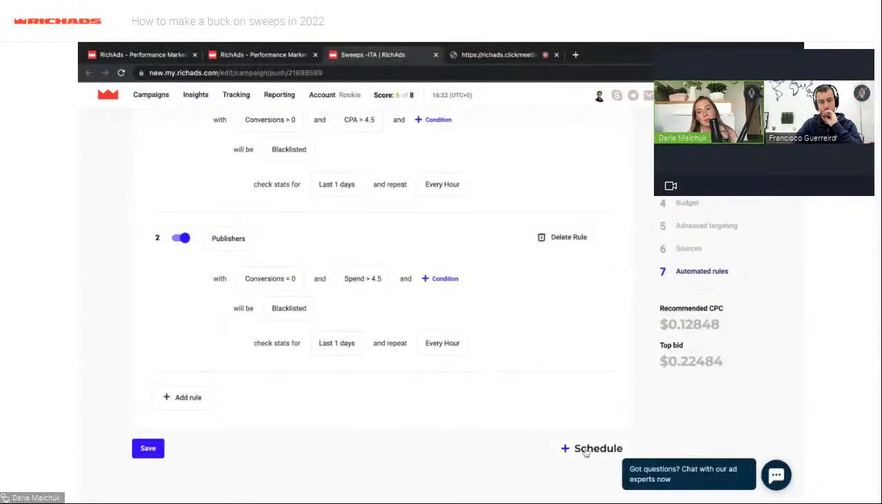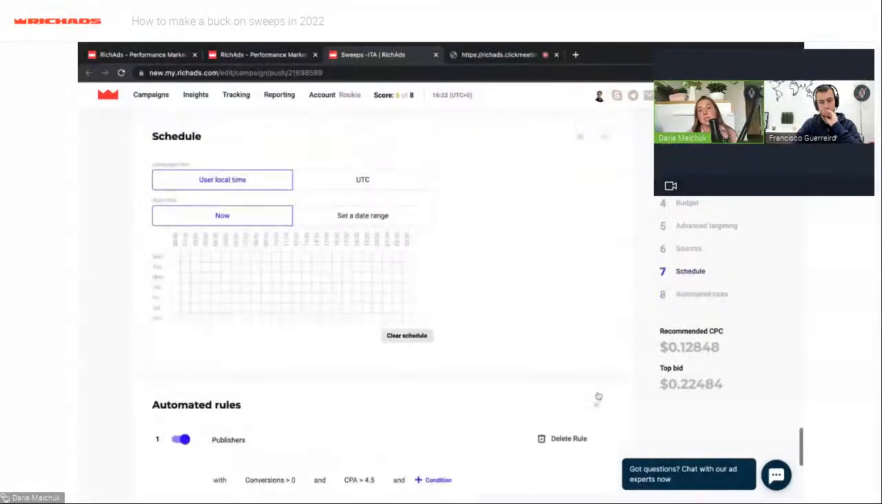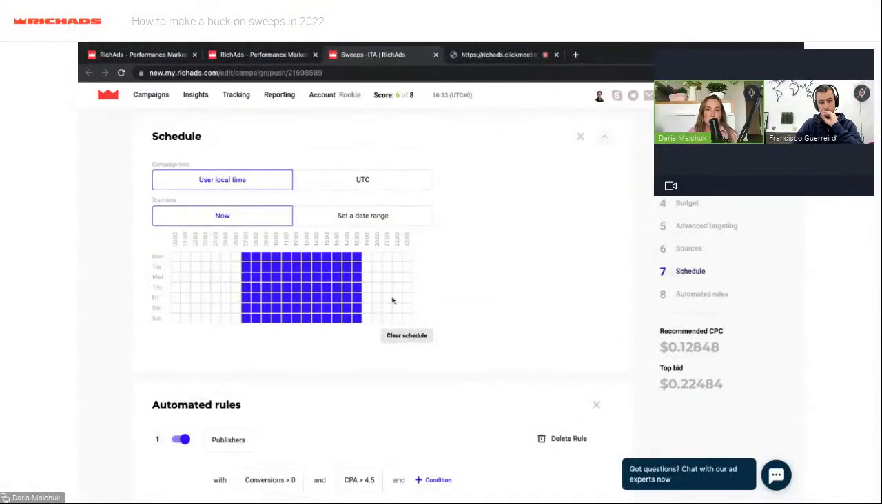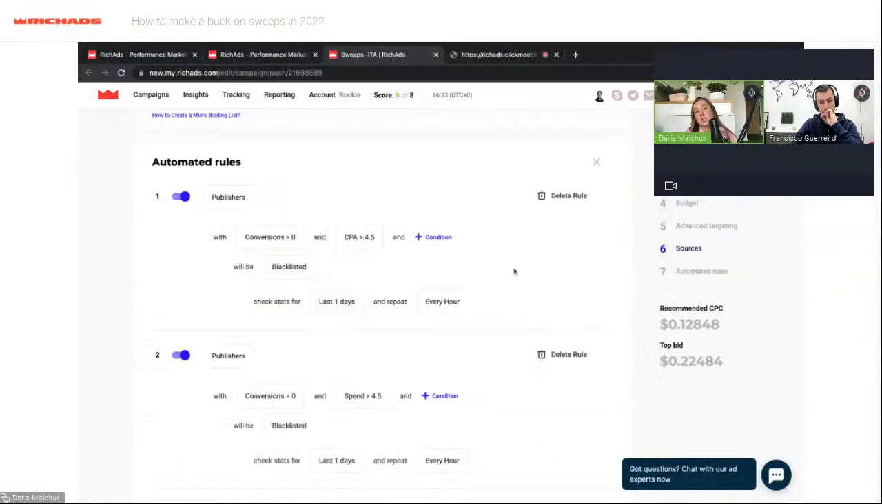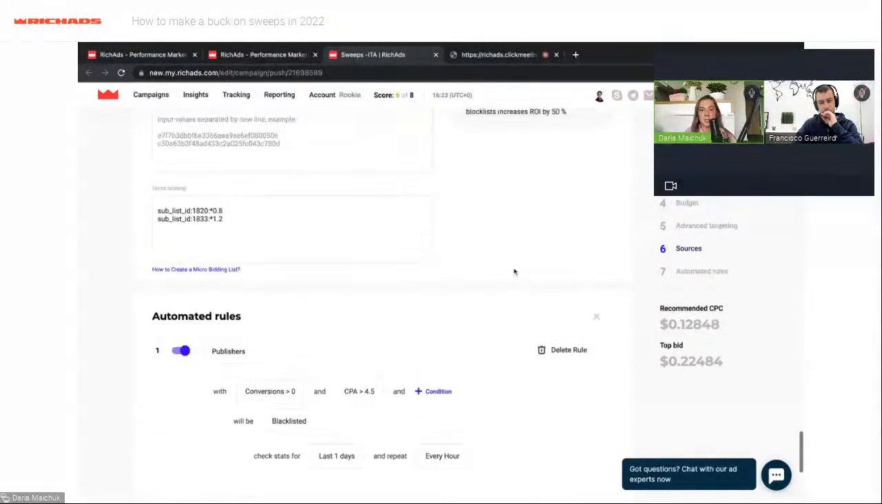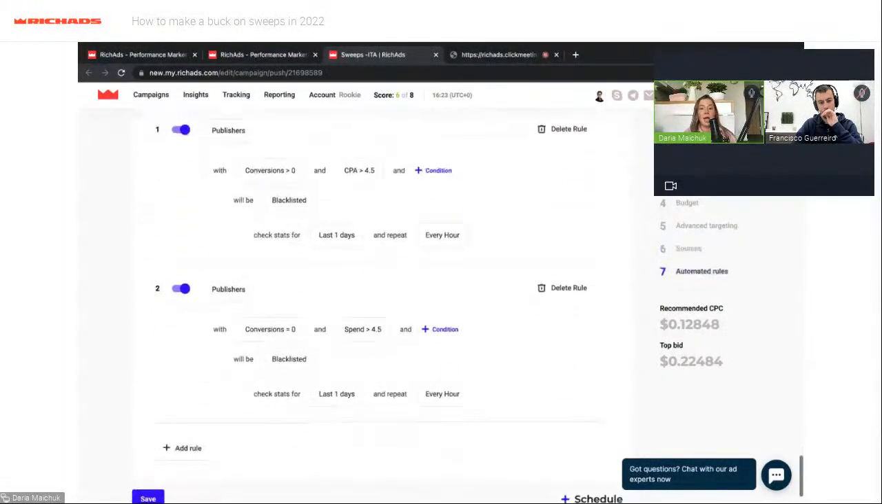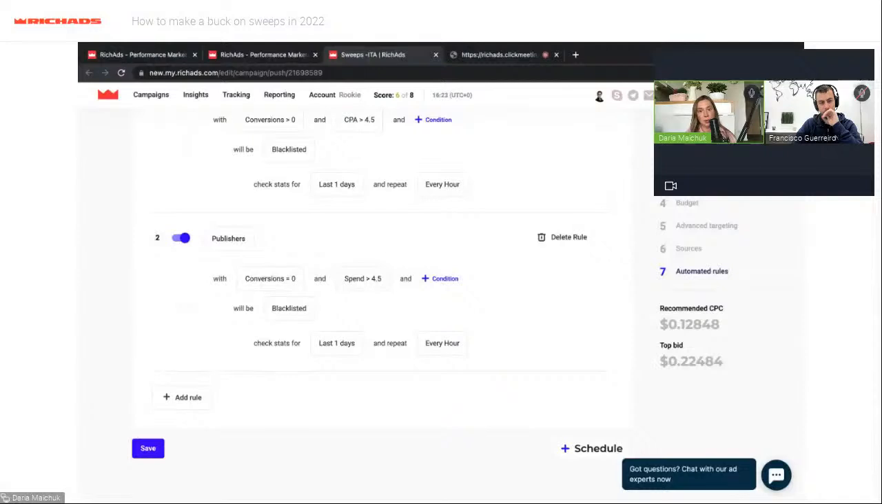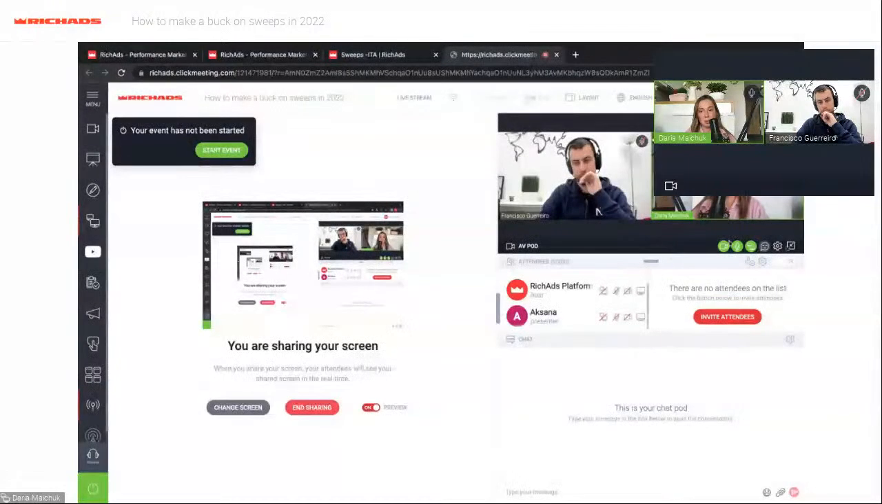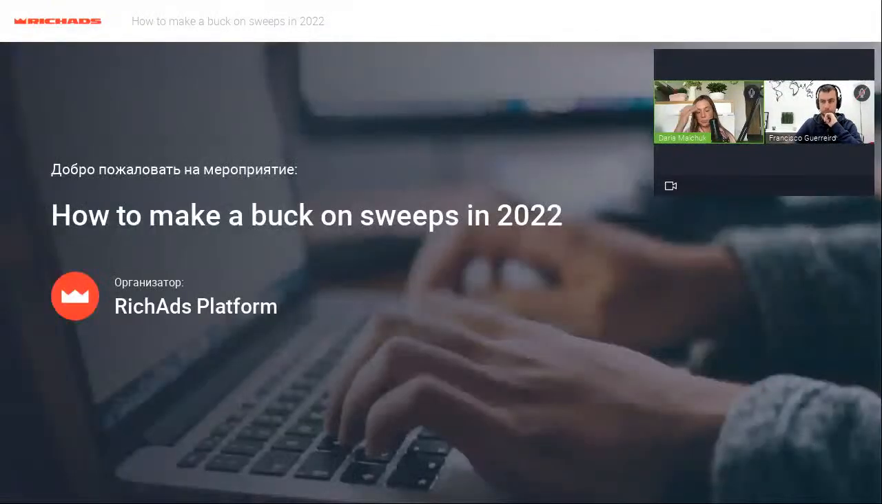And we also have schedule. Some offers need schedule, and you can choose, for example, the hours that you need. But for sweepstakes offers, we usually don't use it. So you can start with it and start with optimization. That's what I wanted to tell you about the campaign, how we can set it up.